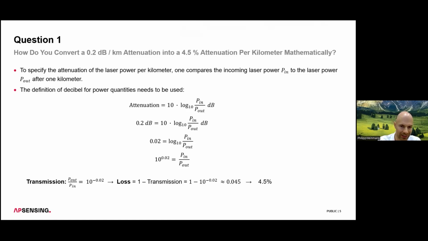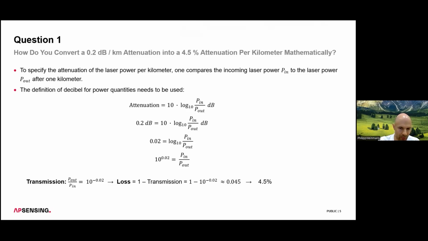So the attenuation is given as 10 times the logarithm of the ratio of P_in, the initial power, divided by P_out, the outgoing power. If you now want to convert this into linear terms, so in percentage, for instance, then what you have to do is just divide by 10 and divide by the unit dB. Then you end up with equation 3. The next step is to remove the logarithm. So you bring the left side into the exponent, and then you are left with the ratio P_in divided by P_out.